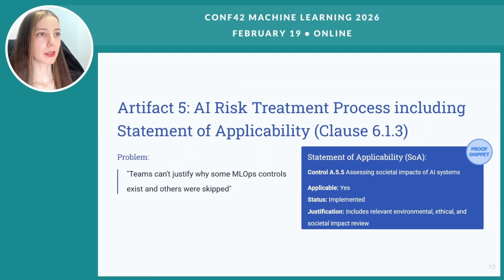6.1.3 covers AI risk treatment and the statement of applicability. What you're seeing on the right is a small example from an SoA, specifically Control A.5.5, which looks at societal impact of AI. And when people hear that phrase, societal impact, it could sound abstract, but in practice it becomes very concrete very quickly.